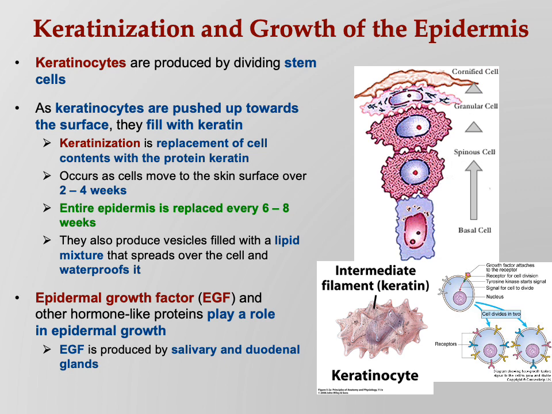Epidermal growth factor is produced by salivary and duodenal glands. You can actually use that in laboratories to grow skin grafts. That's one of the cool things they do now. People with burns, you can use epidermal growth factor, and it will cause you to grow big sheets of skin that they can then layer on top of your body and replace skin that burned away.